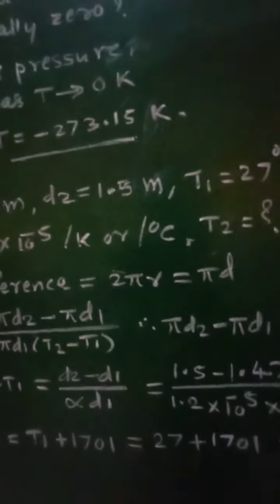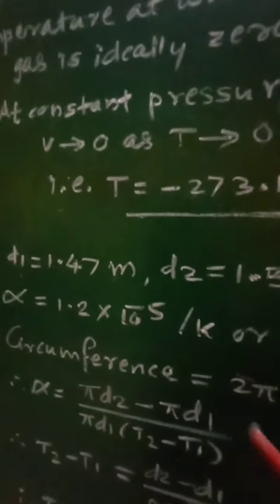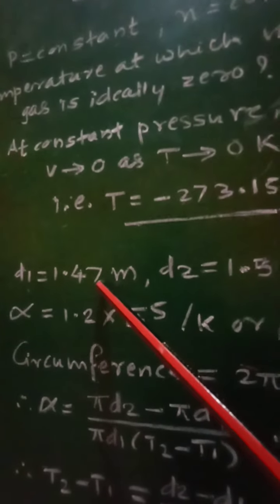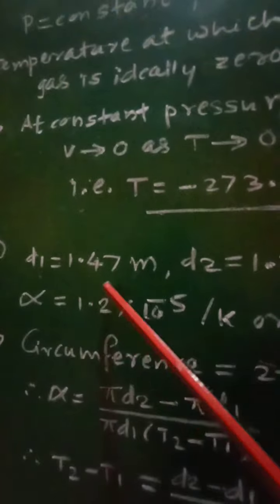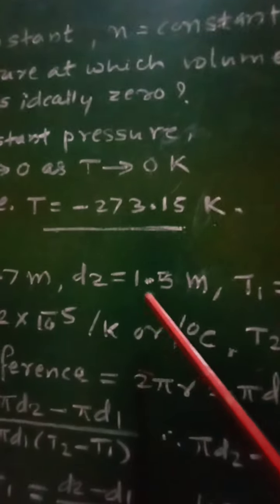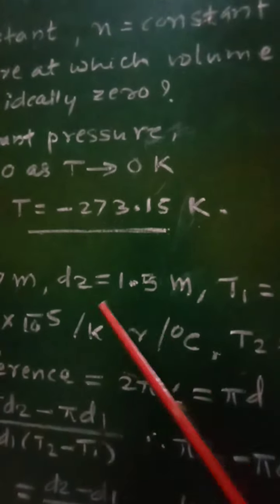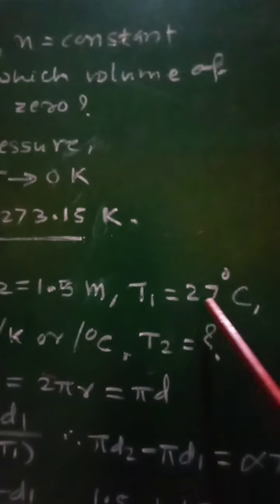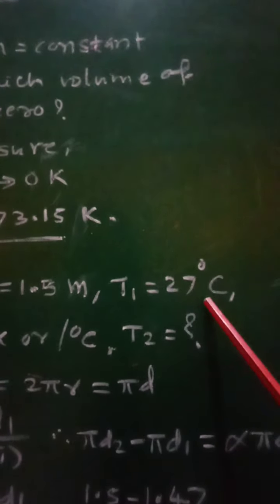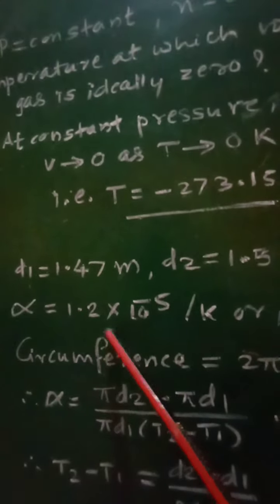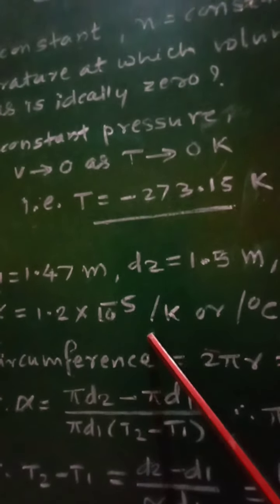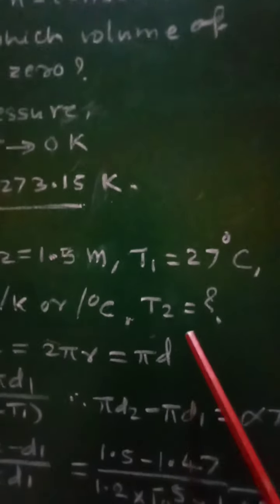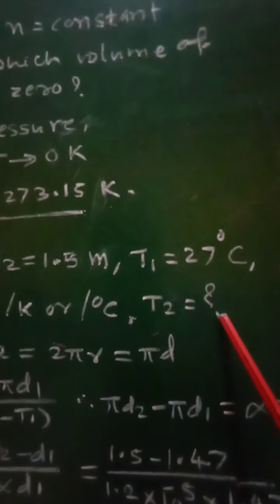And therefore, in order to solve this, first of all, let us see the given data for this numerical, that is D1 equal to 1.47 meter, D2 is equal to 1.5 meter, T1 equal to 27 degrees Celsius, alpha is equal to 1.2 into 10 raised to minus 5 per Kelvin or per degree Celsius, and T2 that we will have to find out, T2 equal to question mark.